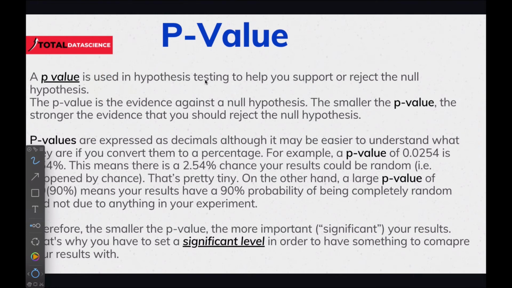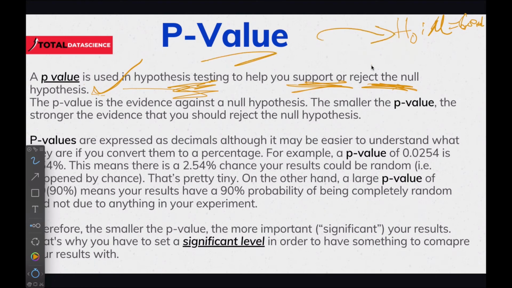Now the p-value is actually used in hypothesis testing to help you support or reject the null hypothesis. That's what we're going to use the p-value for. In this case our null hypothesis is that the bottle of Coke, what the general public believes in, is actually 600 ml. We want to use the p-value to either reject this or fail to reject it. That's what we use the p-value for.